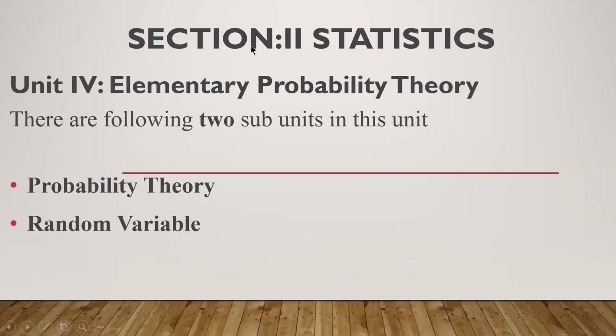So today we are going to do the section 2 statistics in that unit 4 elementary probability theory. This unit has got two subunits. One is probability theory and the second subunit is random variable. So today we are going to start with the probability theory.